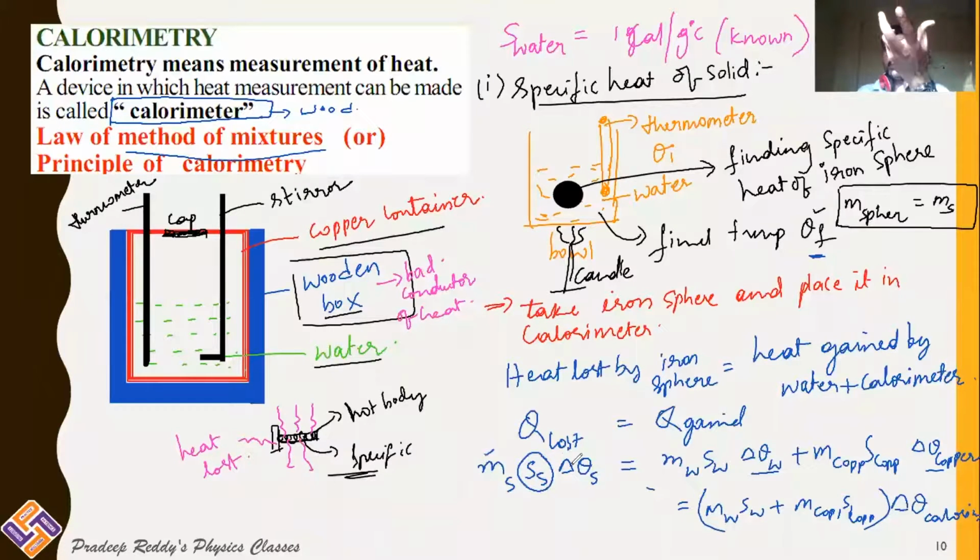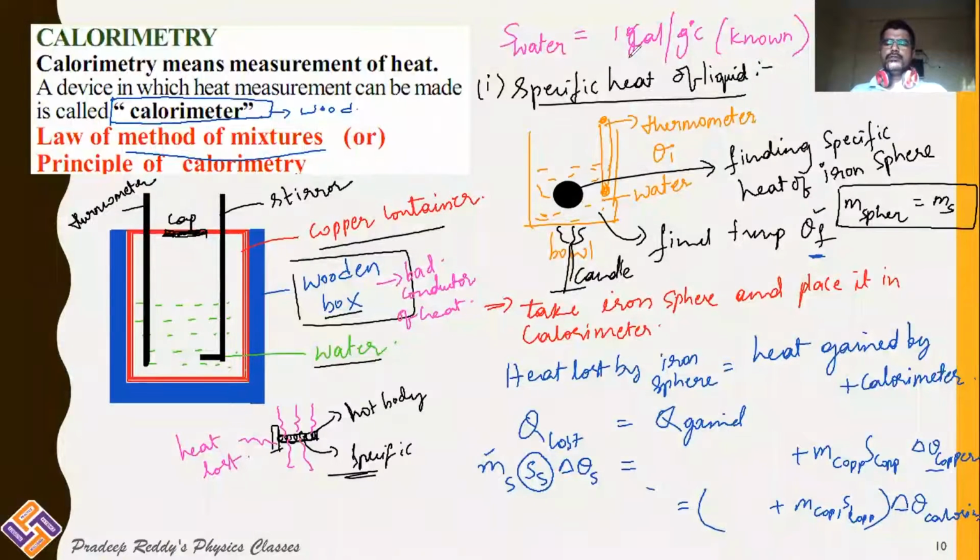Mass of the sphere, you will measure using a simple balance or common balance, and delta theta you can measure by using a thermometer. Mass of the water, you will already be measuring. Specific heat of water is already known, and mass of the copper vessel you can measure, and specific heat of the copper should also be known in order to find out the specific heat of this iron sphere. This method of finding specific heat of a substance is called the method of mixtures, and this is useful in finding specific heat of solids as well as specific heat of liquids also.